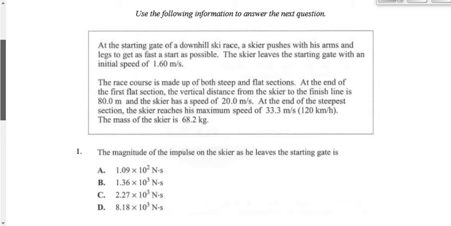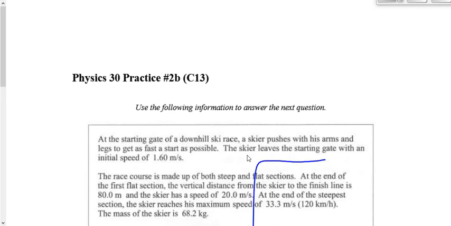This is misleading, the way they describe this, right? An initial speed of 1.6 meters per second. When you're talking about going down the hill, that's the initial speed, right? But you're going to see in a moment, the question says, what's the magnitude of the impulse on the skier as he leaves the starting gate?